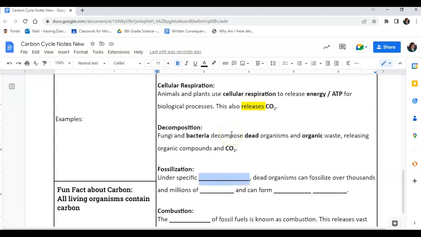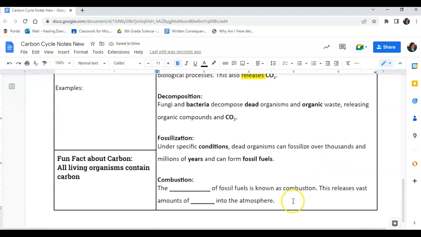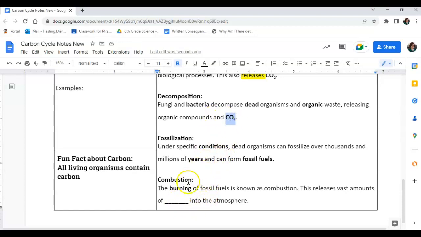Fossilization under specific conditions. Dead organisms can fossilize over thousands and millions of years and can form fossil fuels. Okay, and again, those fossil fuels then are going to be combusted, which is burning of fossil fuels, known as combustion. This releases vast amounts of CO2 into the atmosphere.